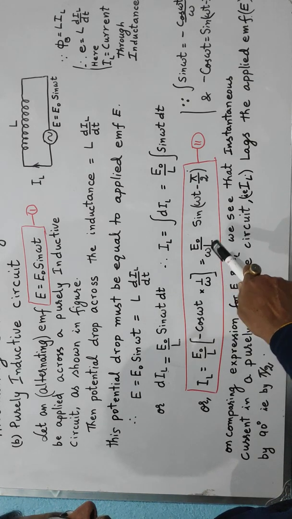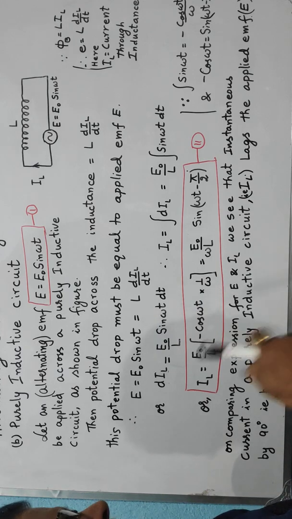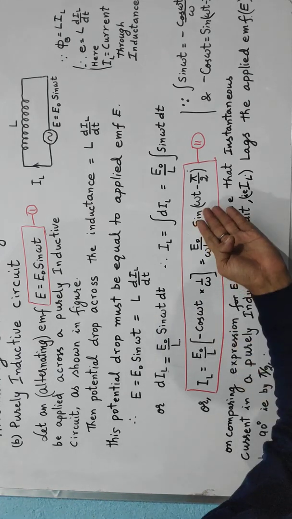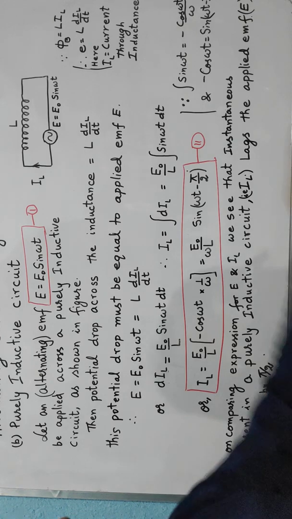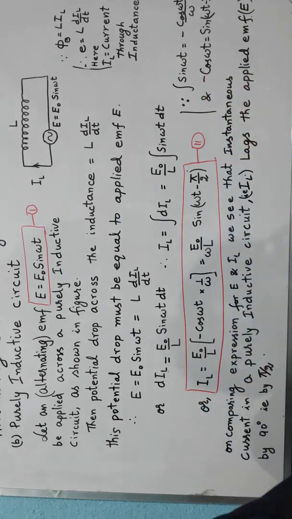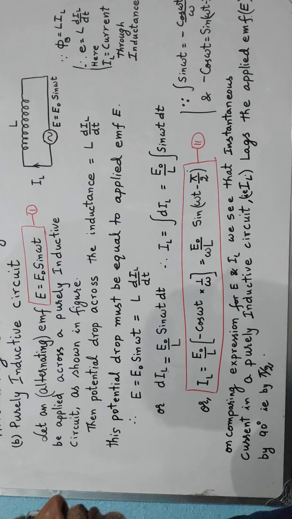Since omega is also constant, E0 by omega L is taken outside. Now minus cos omega t can also be written as sin omega t minus pi by 2. This relation comes from trigonometry, so we call it equation number 2.